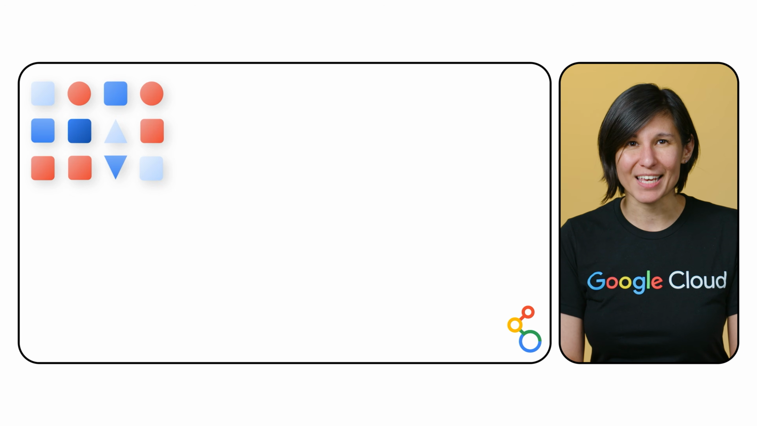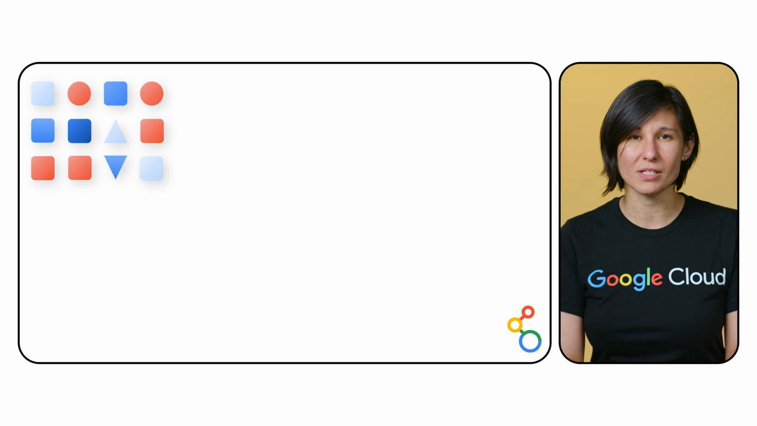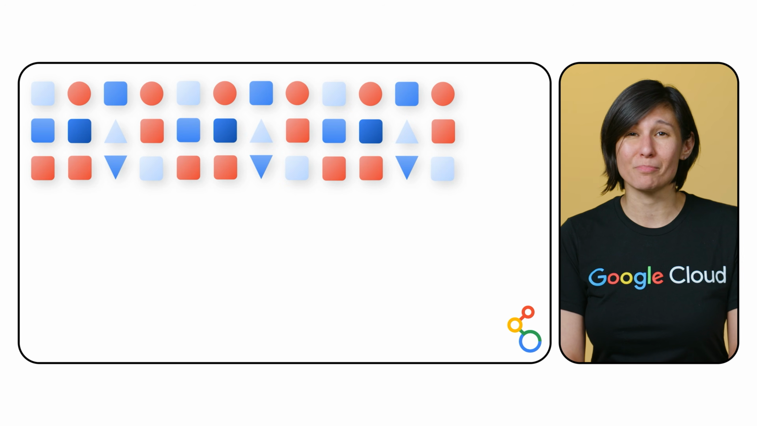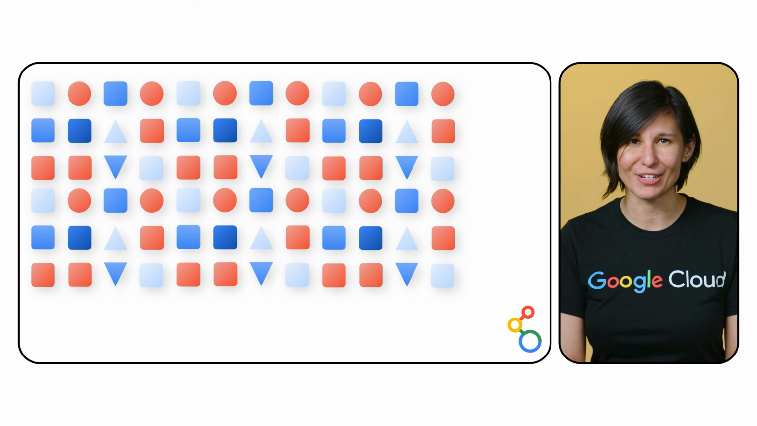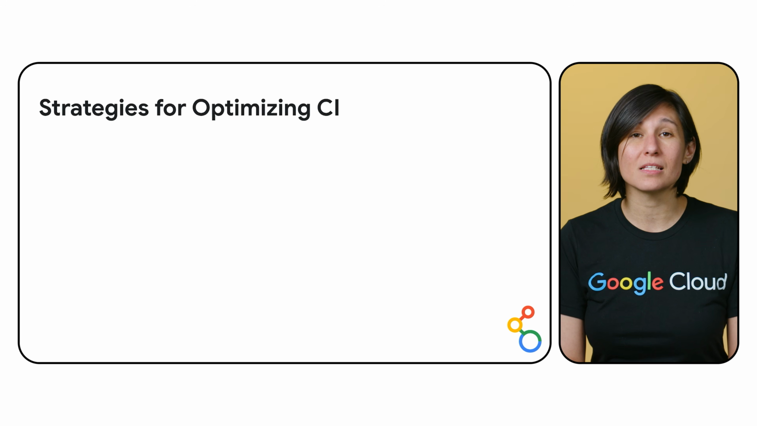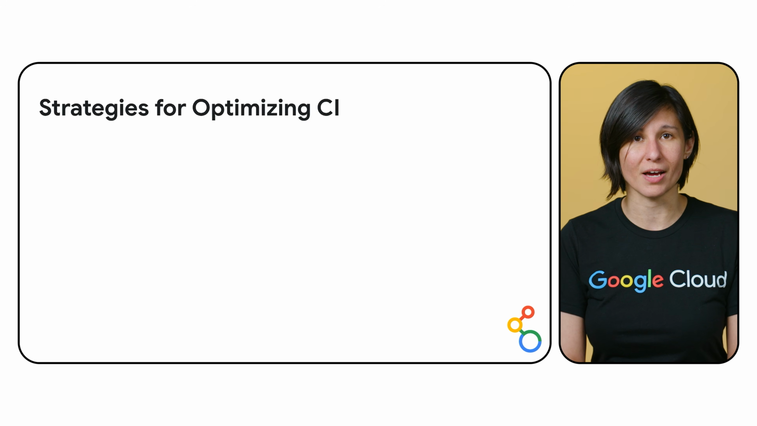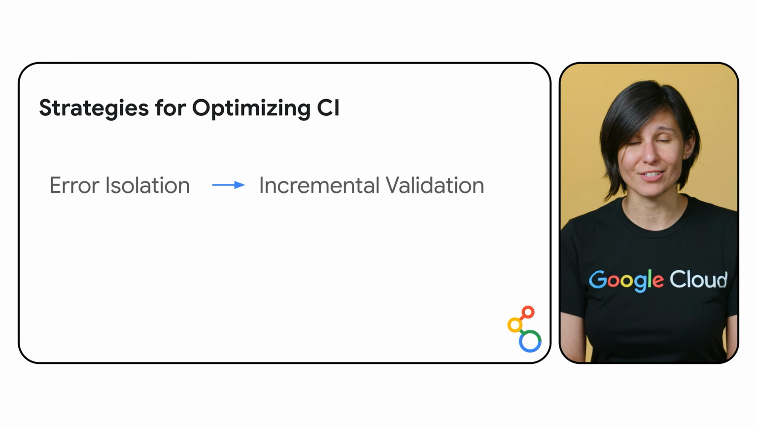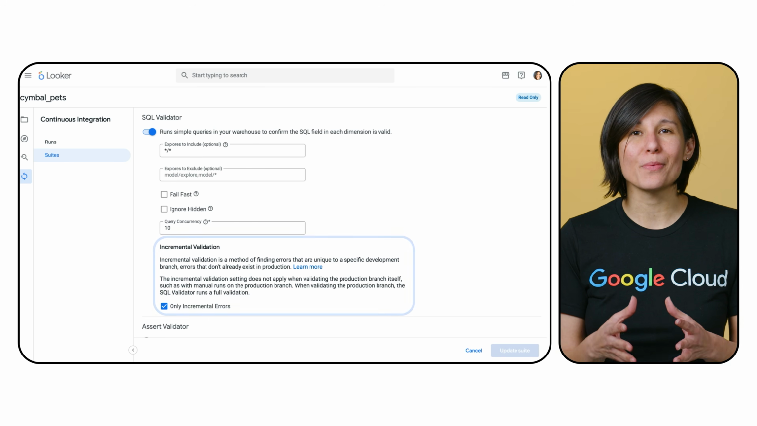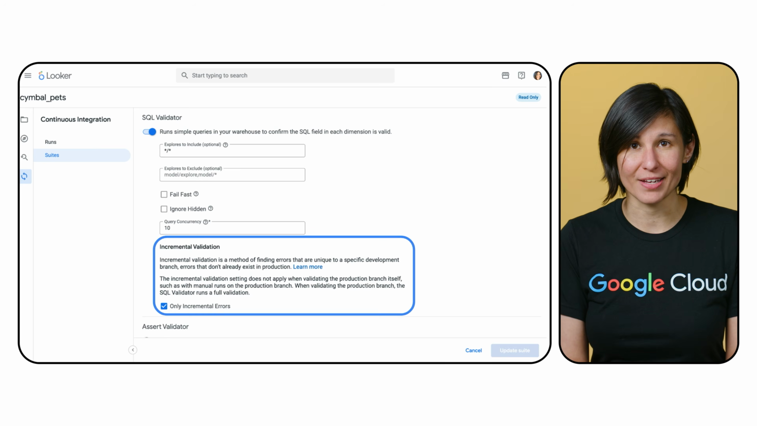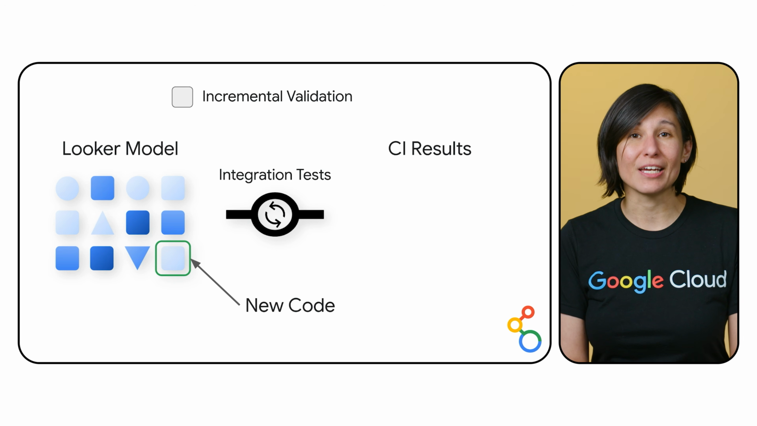In enterprise-scale projects with hundreds of explores, a full validation sweep is great for large-scale improvements, but unnecessary for small changes. To optimize this, we can utilize two primary strategies: error isolation via incremental validation and scope control through targeted explores. When you just want to run tests against your branch, you can enable incremental validation.